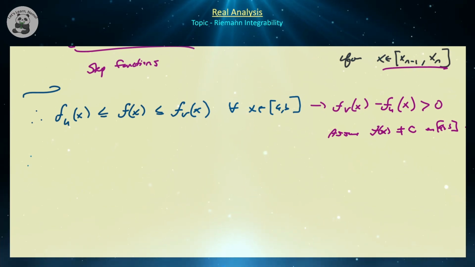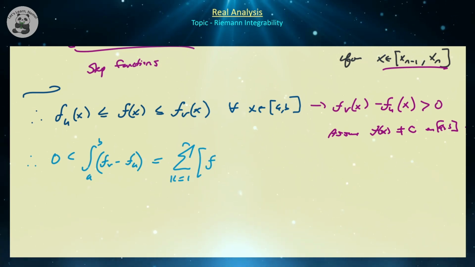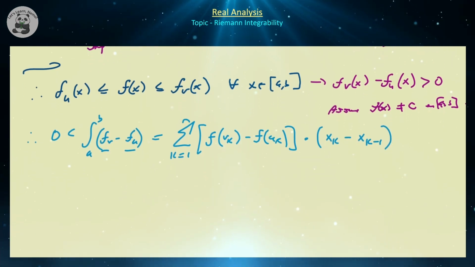If that's the case, then we have that 0 is less than the integral over [a, b] of f_v minus f_u, because f_v minus f_u is positive, so by the comparison theorem, 0 is less than that integral difference. And what do we mean by the Riemann integral? Well, by definition, that's the sum from k equals 1 to n of f_v(k) minus f_u(k), the values of f_v and f_u, multiplied by the lengths of each of those intervals, x_k minus x_{k-1}.